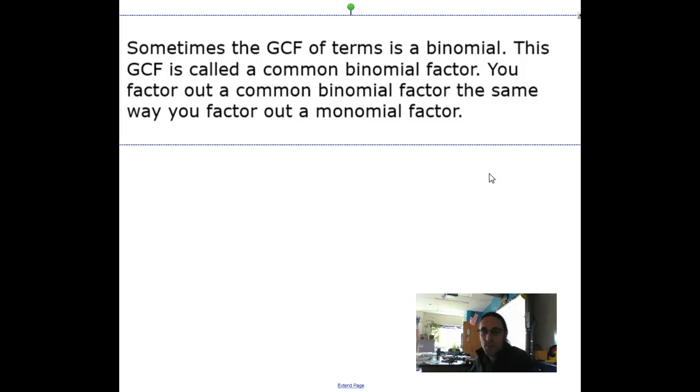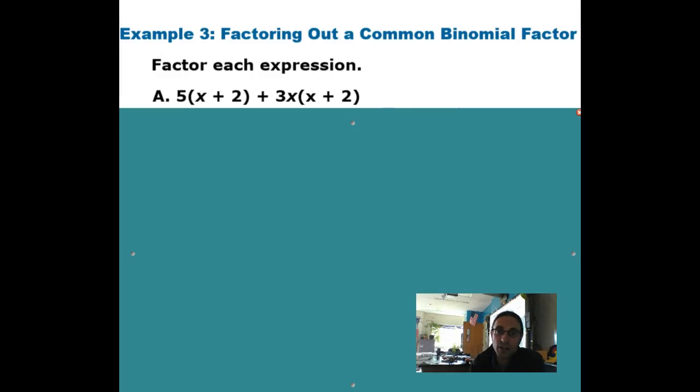Okay, moving on. Sometimes the greatest common factor is actually a binomial. Sometimes it can even be a polynomial, something that it has in common. In that case, you can actually factor out the entire binomial. You can undistribute an entire binomial, and this is the background for what's called factoring by grouping. So check out this example. In this example, it says factor each expression.